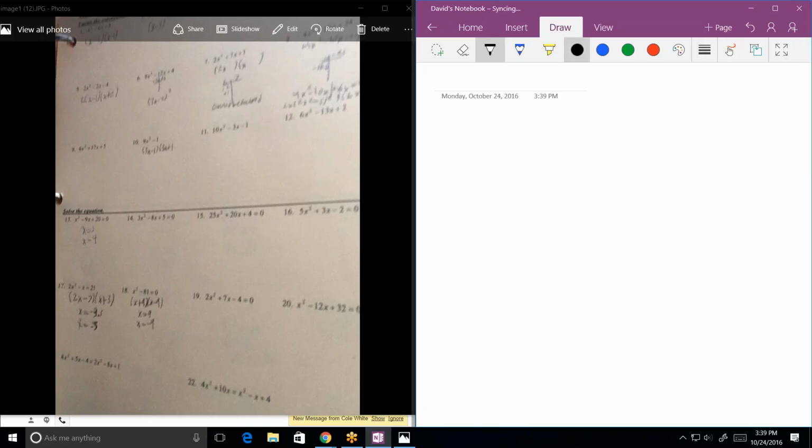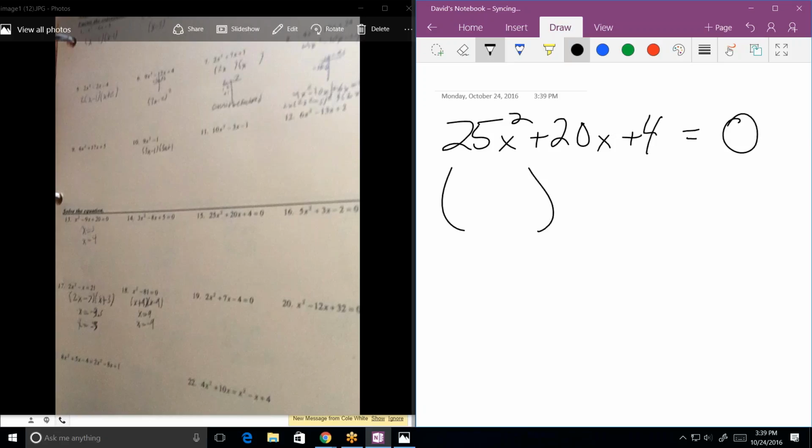Number 15, 25x squared plus 20x plus 4. 5x and 5x. Again, it doesn't have to be that. It could be 25 and 1. Both signs are positive, positive.